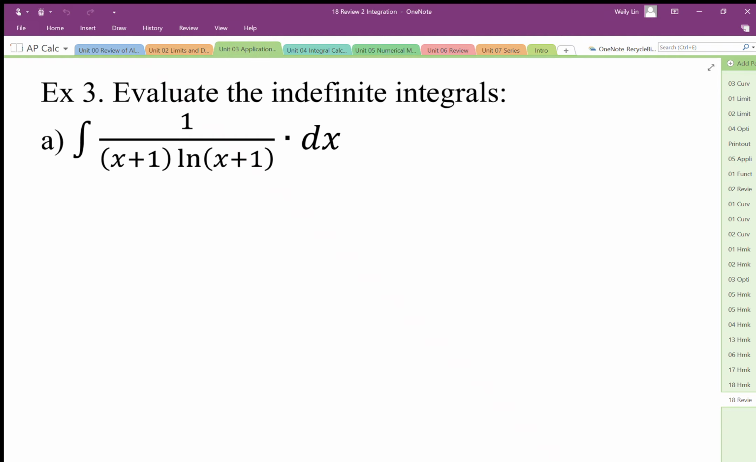To find the antiderivative of this function, we're going to need to use substitution. So I'm going to need to let my inside function, the derivative of the inside function, be the value of the outside function. So if I let log x plus 1 be my u, then my du is the derivative, 1 over x plus 1. And I can see that there's my 1 over x plus 1 and times the dx.